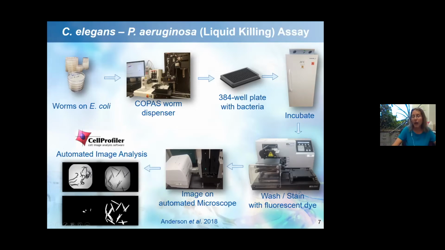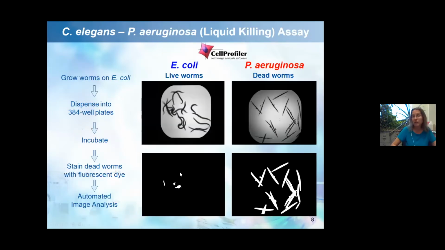This dye has the property that it can only enter the nucleus and stain DNA if membranes are damaged. So when worms are alive, their membranes are intact, and that means virtually no staining is observed. If worms die, then membrane damage leads to a robust staining. By analyzing the fraction of fluorescence, we can infer the fraction of death. And here is an example: when worms were grown on E. coli, they are alive, happy, curvy, and when they were exposed to Pseudomonas aeruginosa, they are dead.